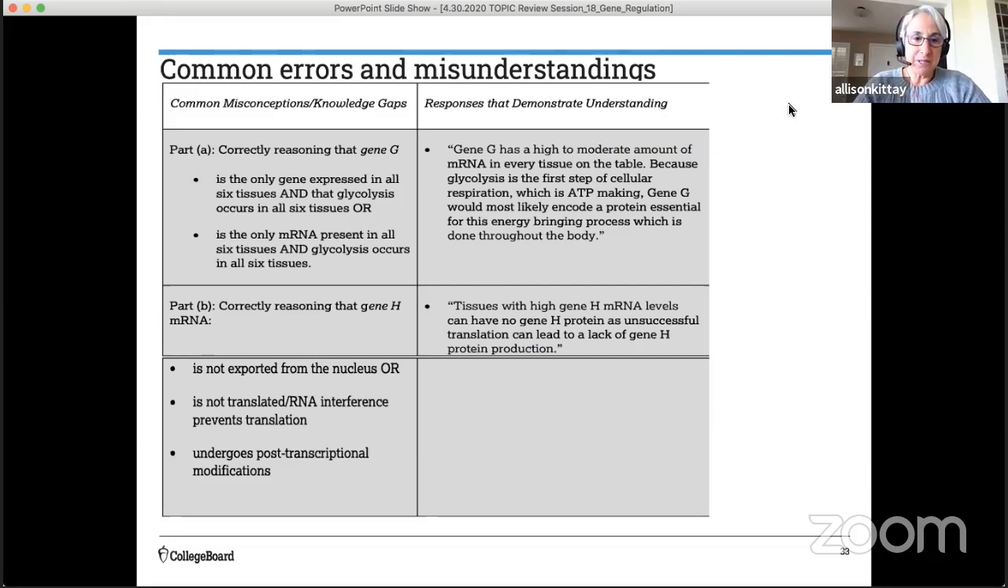And then in part B, students had difficulty correctly reasoning that gene H mRNA is not exported from the nucleus, or it's not translated, or that there's some type of RNA interference preventing translation, or that it undergoes those post-transcriptional modifications. So this was a difficult part of this question for students. Here's an example of a response that demonstrates understanding.